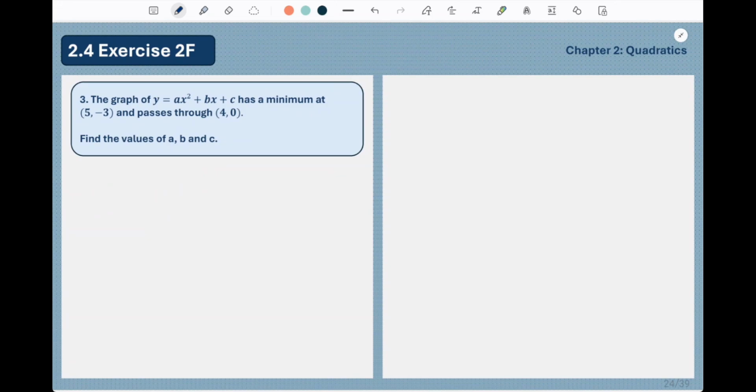So let's first use this fact. We know that it passes through 4, 0. How can we make sense of this? We know that when x is equal to 4, y is equal to 0. So let's put everything inside the equation. So y is equal to 0, a times x squared, so 4 squared, plus b times 4, plus c. So that's equal to 16a.